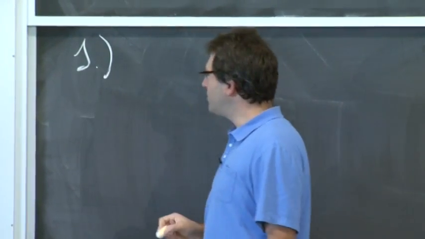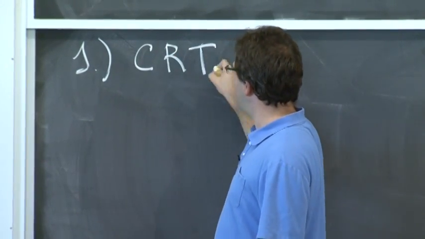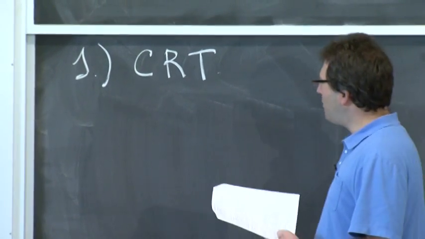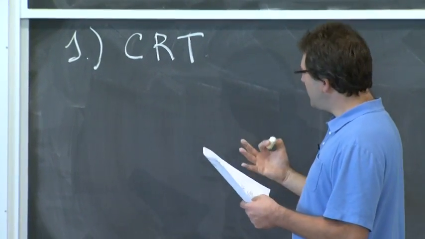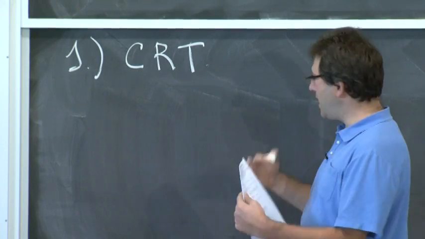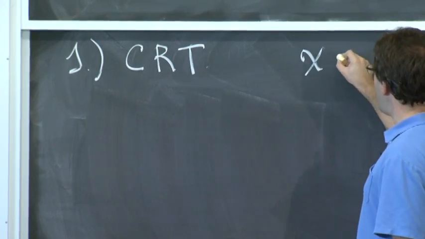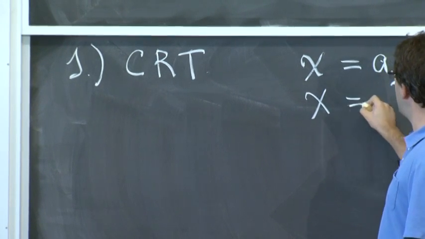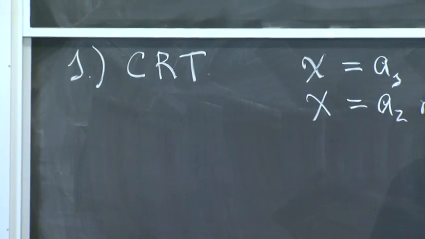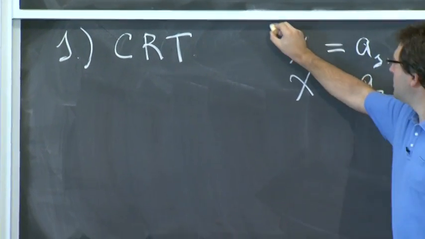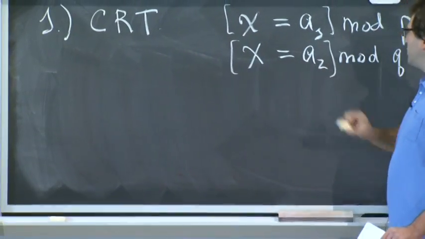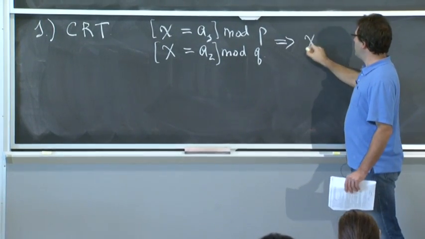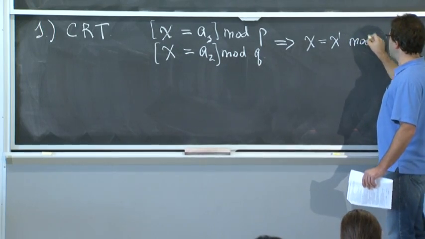First, there's something called the Chinese remainder theorem, or CRT. Just to remind you from grade school or high school maybe, what this theorem says is that if you have some value x, and you know that x is equal to a1 mod p, and you know that x is equal to a2 mod q, where p and q are prime numbers, then it turns out that there's a unique solution to this mod pq. So x equals some x prime mod pq.